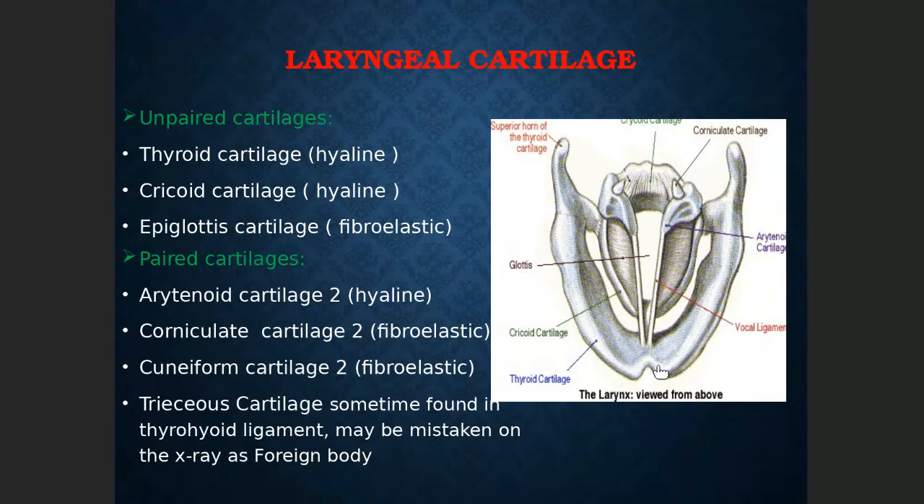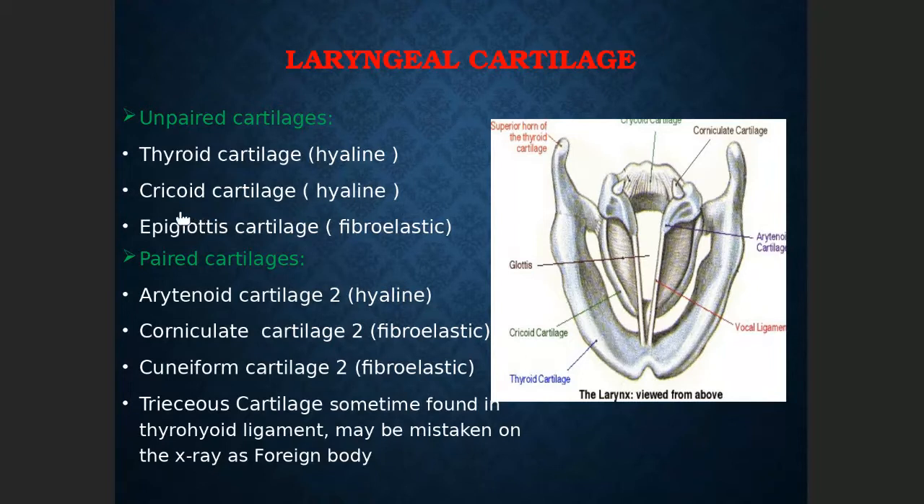That angle is acute in the males, 90 degrees, while in the females it is not acute, it will be 120 degrees. In the males, the acute angle leads to more projection and the prominence of the Adam's apple. So the Adam's apple is because of the acute angle of the thyroid cartilage.